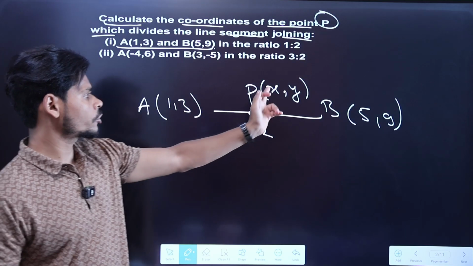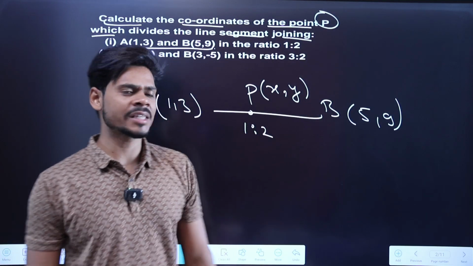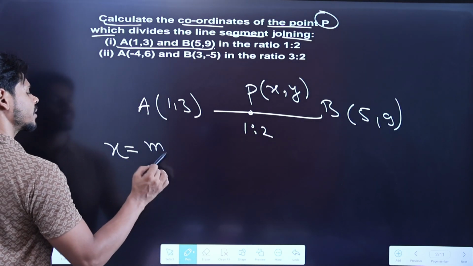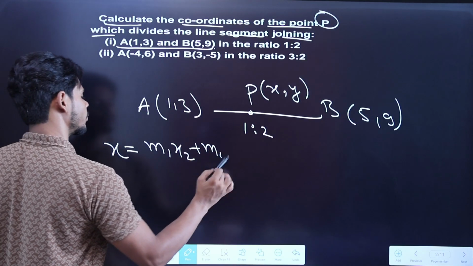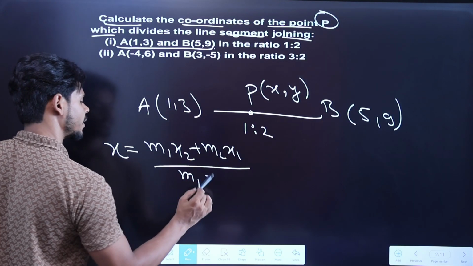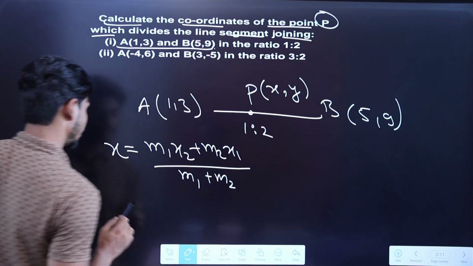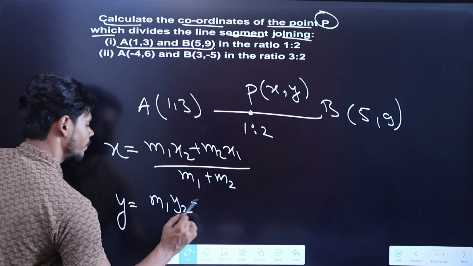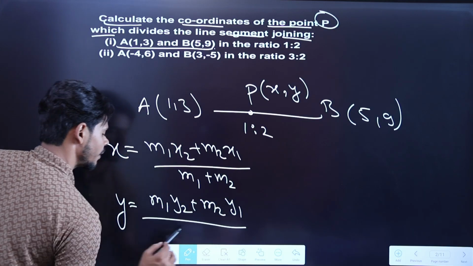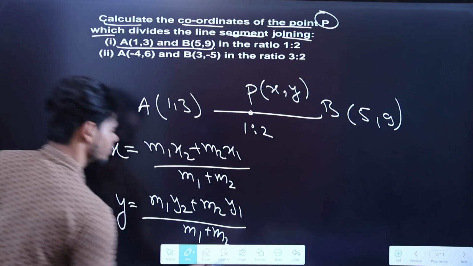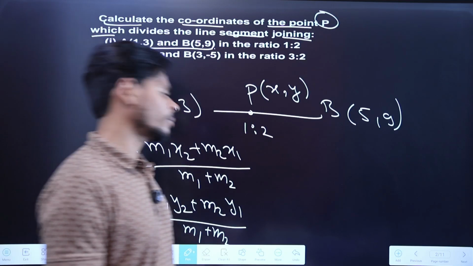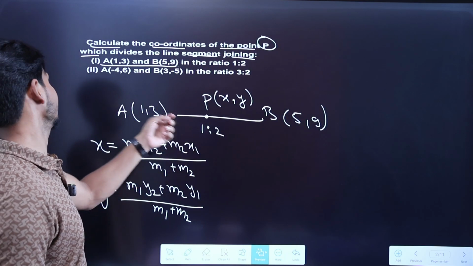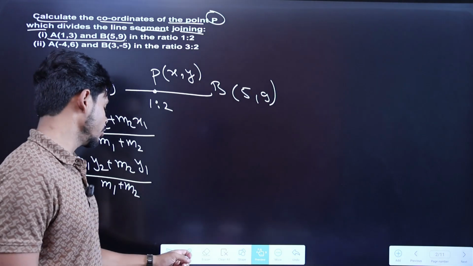So to find the coordinates x comma y, I have already explained the formula for finding x and y. For x it was (m1 x2 plus m2 x1) divided by (m1 plus m2), right? And to find y, it is (m1 y2 plus m2 y1) divided by (m1 plus m2), correct? So these are the formulas to find the coordinates x and y. So let's substitute the values which are given.